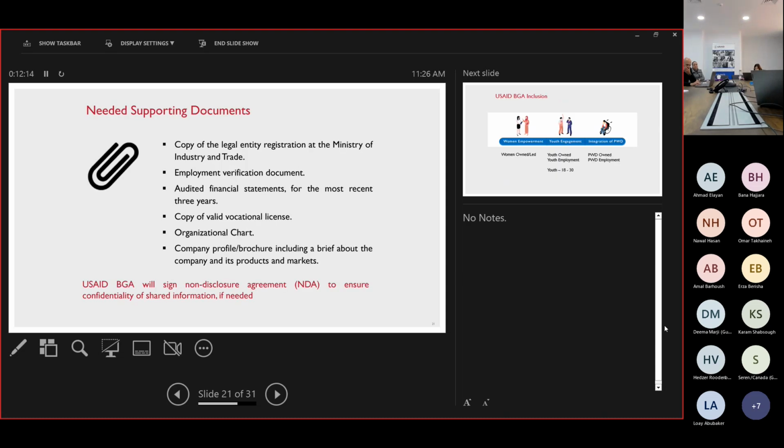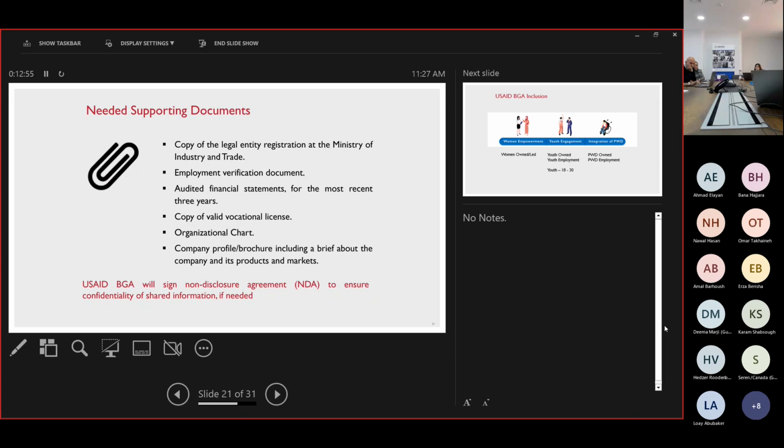Also, we need to collect different types of documentation to verify the profile of the selected firms, which are the copy of legal entity registration at the ministry, employment verification documents according to BGA's templates, including the social security for the list of full-timers, while for the part-timers, we will provide the companies with a specific template, and they have to fill it and send it back to us stamped and signed.